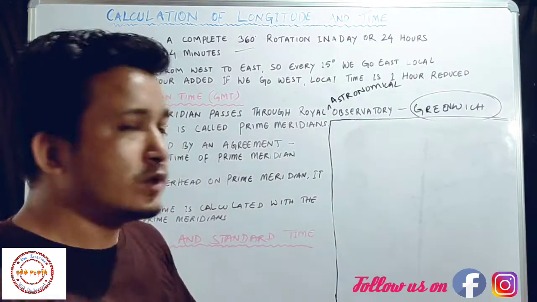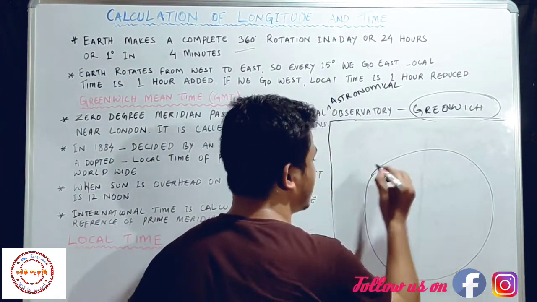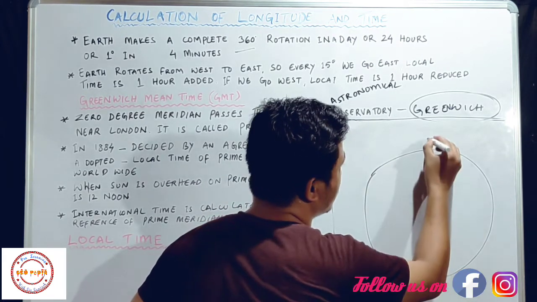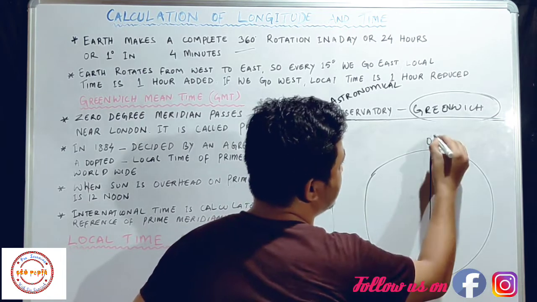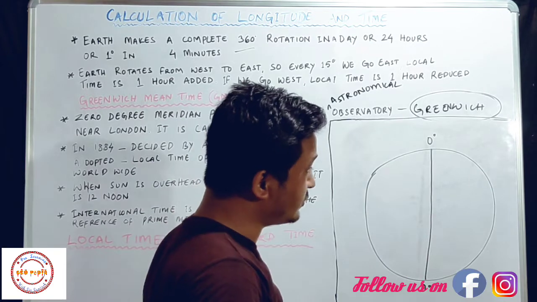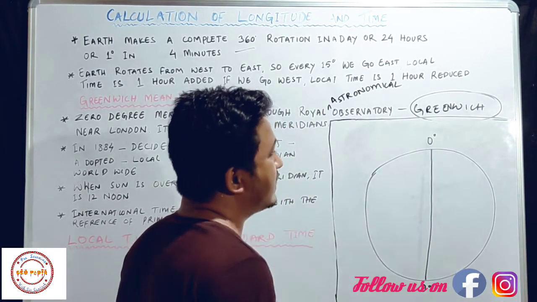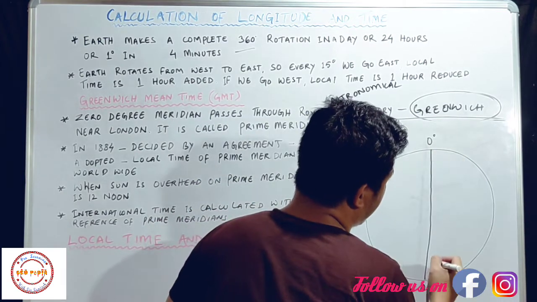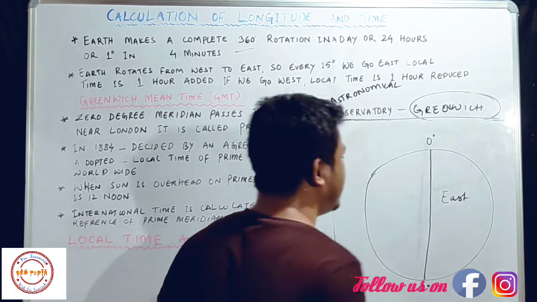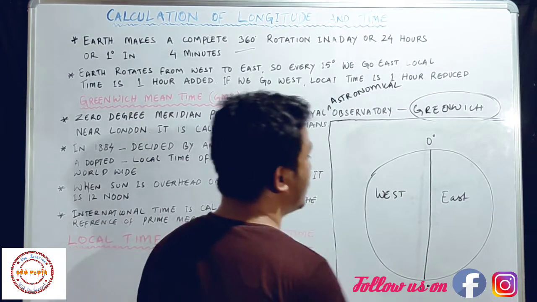Okay, so now students, here you can see this is our Earth. Here this is prime meridian, which is of 0 degree, right? Now you tell me, what is this, longitude or latitude? Tell me. Yes, it is longitude. So from this longitude, that is from prime meridian, this side is eastern hemisphere, or you can say east direction, and this region is western hemisphere, or you can say west direction.